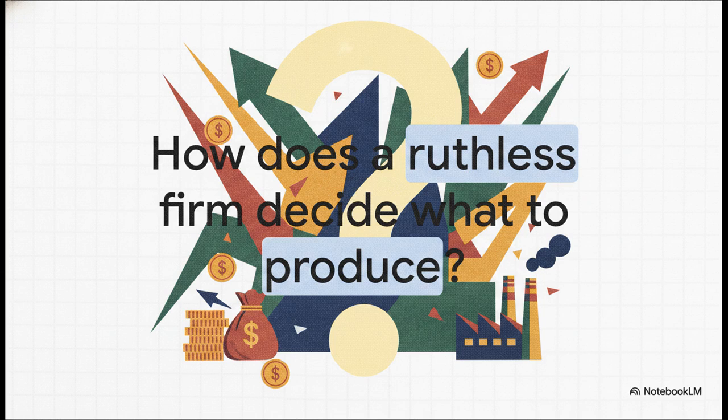So, let's kick things off with a pretty massive question. How exactly does a totally ruthless business decide how much stuff to produce? Well, to really wrap our heads around this chapter, we actually have to make one kind of dramatic assumption right out of the gate. We have to assume that every single firm we talk about is a ruthless profit maximizer. Literally, they only care about one thing, and that's making the absolute biggest profit possible.